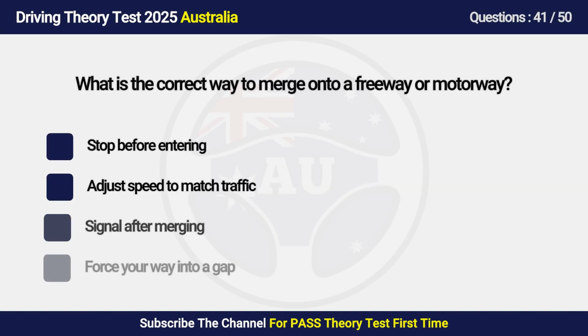Question 41. What is the correct way to merge onto a freeway or motorway? A. Stop before entering. B. Adjust speed to match traffic. C. Signal after merging. D. Force your way into a gap.